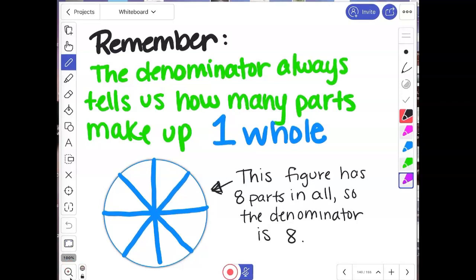So for example, I have a figure here. It has 8 parts in all, so the denominator is 8. Regardless of how much I shade in, the denominator will be 8. Regardless of how many circles I have exactly like this, the denominator will still be 8 because the whole is broken up into 8 equal parts. Write that down.